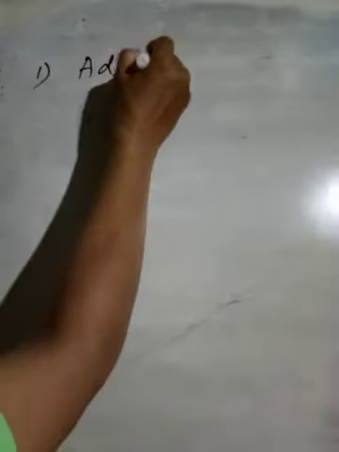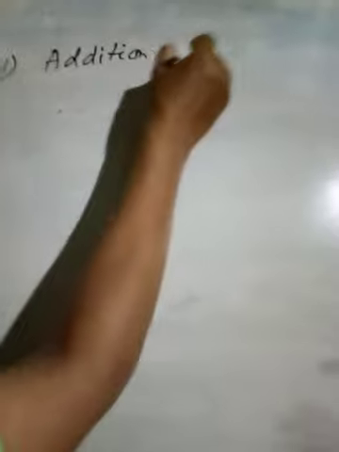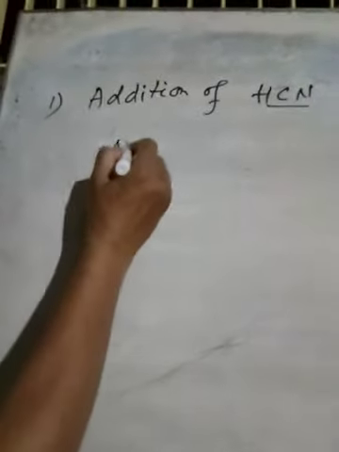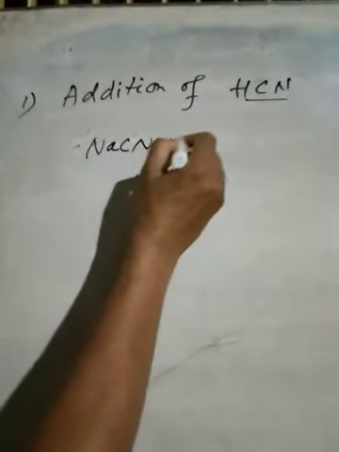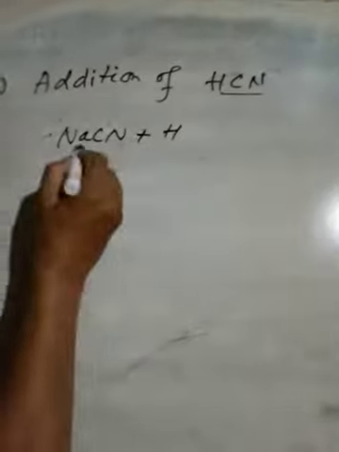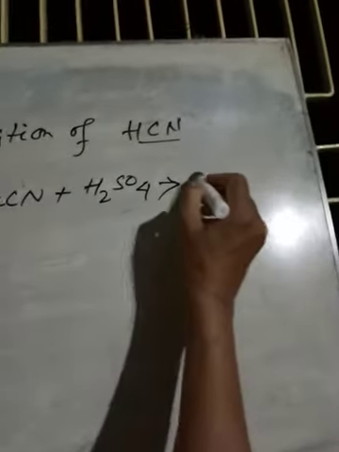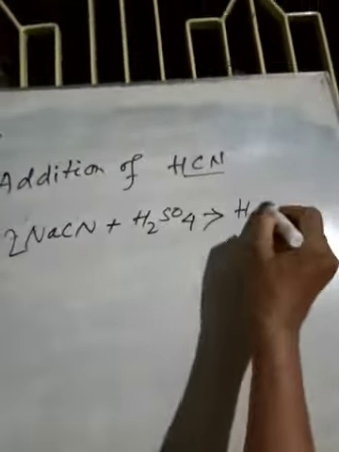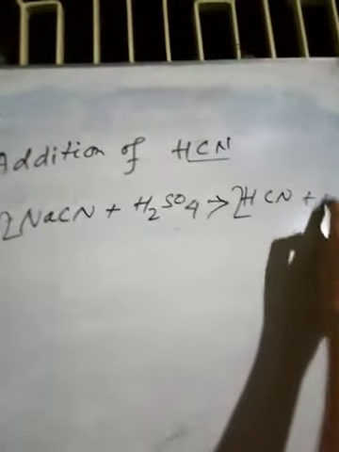Number one, addition of hydrogen cyanide, HCN. You know hydrogen cyanide is poisonous, so directly hydrogen cyanide is not added. It is produced from sodium cyanide and any acid, either HCl or H2SO4. Then you will get HCN plus Na2SO4.